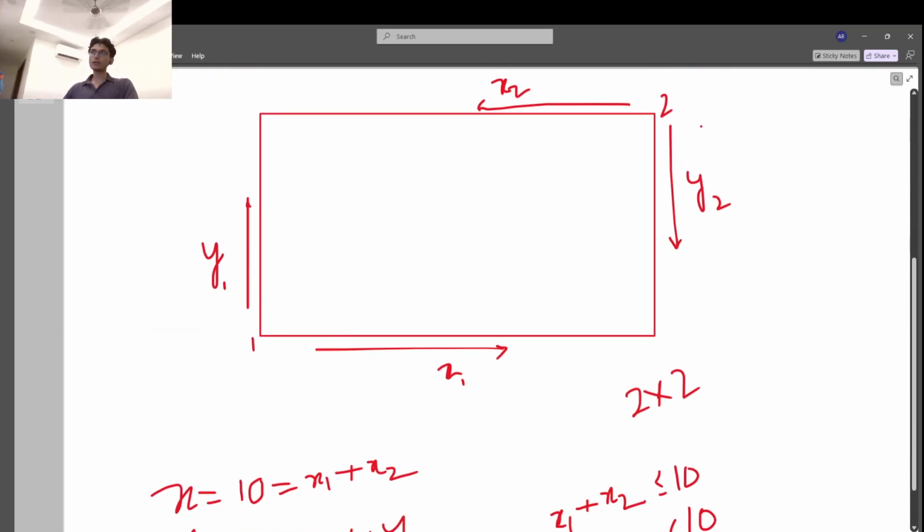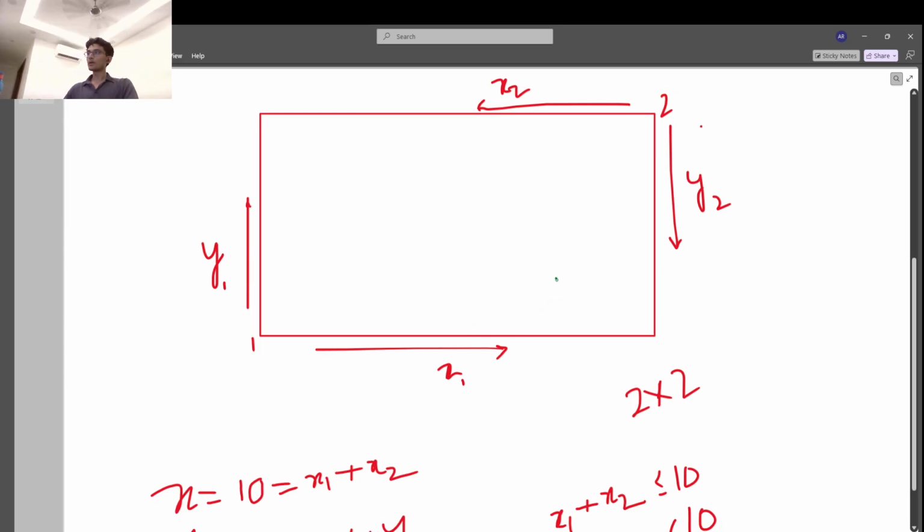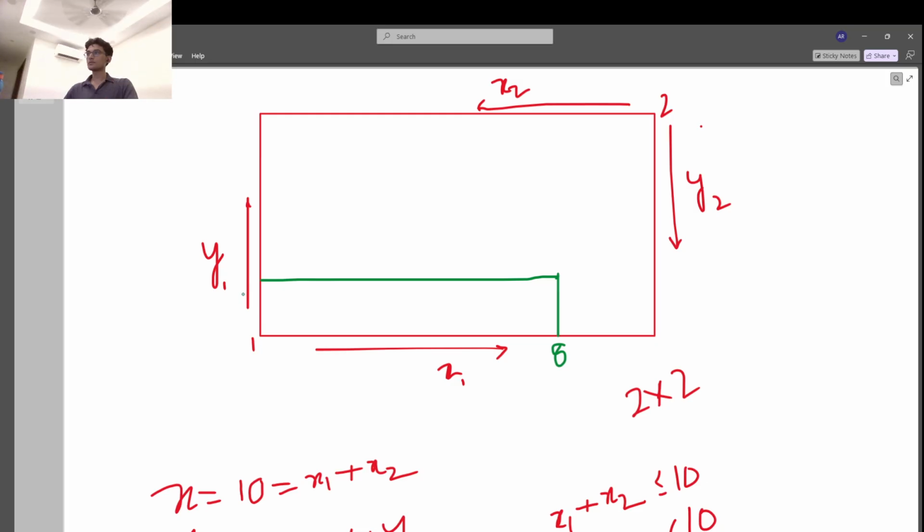So an allocation can be anywhere. Let's say an allocation can be here, where individual 1 has 8 units of x and 2 units of y, and individual 2 has 2 units of x and 8 units of y. So this is an allocation. Similarly, an allocation can be anywhere in this graph.